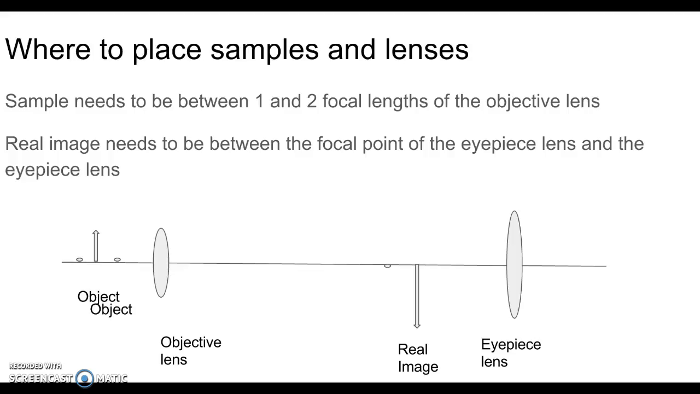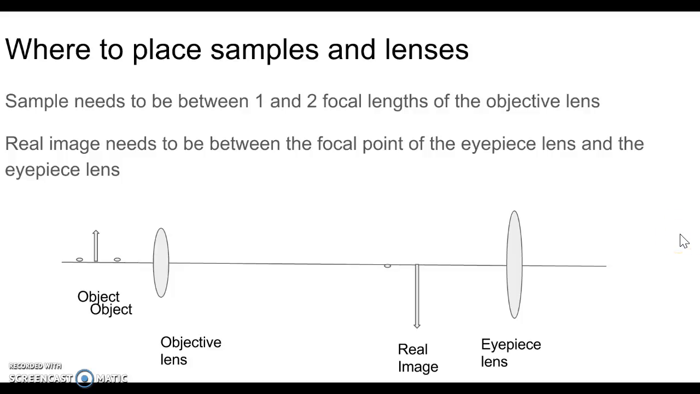So in short, here's where you need to place your lenses and your objects. The sample needs to be placed between 1 and 2 focal lengths of the objective lens, which is someplace right in this range here. If this is the focal length of the objective lens, and this is 2 times that, it should be right here. Then the real image that you calculate, where that's going to land, should be between the eyepiece lens and the focal point of the eyepiece lens. Okay, so that's how you should build your microscope.